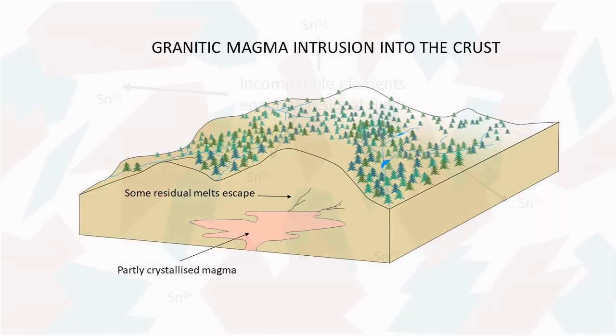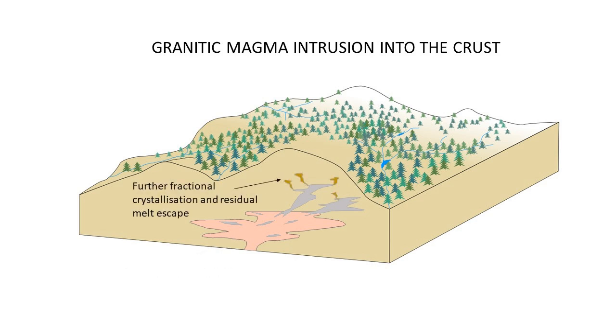If these enriched fluids and melts are then extracted, as can often happen in active tectonic settings, they move elsewhere and crystallize as separate granite bodies at lower temperatures. This process helps to enrich the tin and other incompatible elements to the residual fluids.